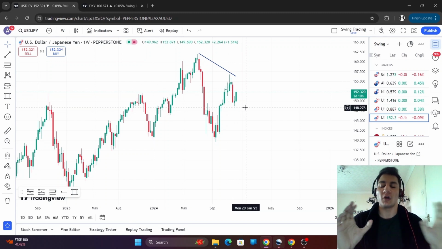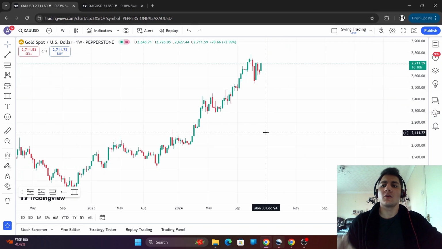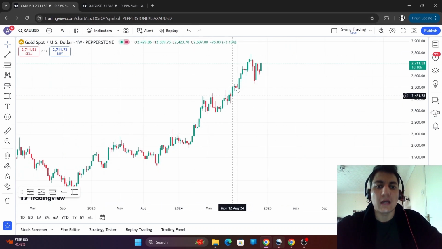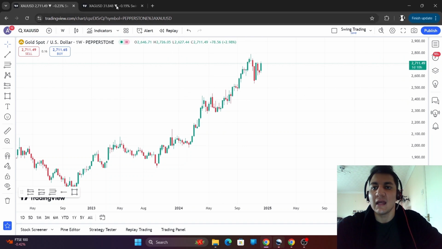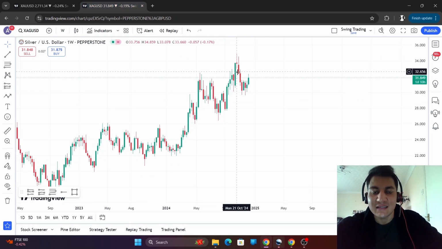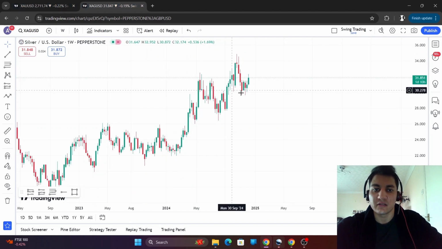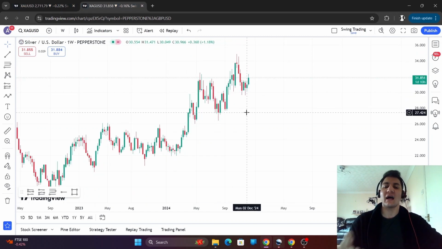But anyway, we're going to look at gold and silver and compare those two markets. Here we are on gold, on the weekly chart. We've got a strong bullish move up, strong decisive candles up. And then we look at silver: consolidation, slightly bullish, very choppy. Gold, silver. What does that actually mean?